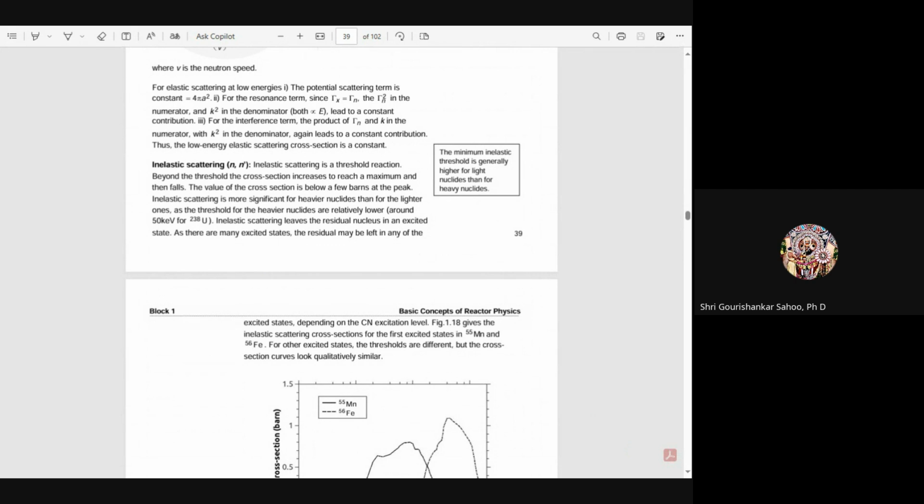And for the interference term, the product gamma n and k in the numerator with k square in the denominator leads to a constant contribution. So your low energy elastic scattering cross section is a constant. The minimum inelastic threshold is generally higher for lighter nuclides than for heavy nuclides.